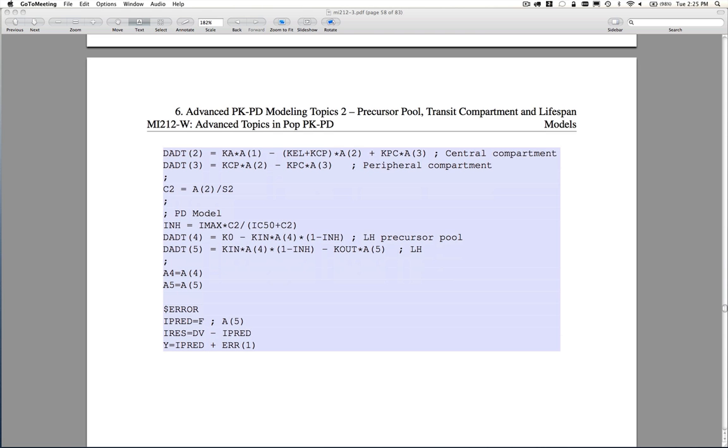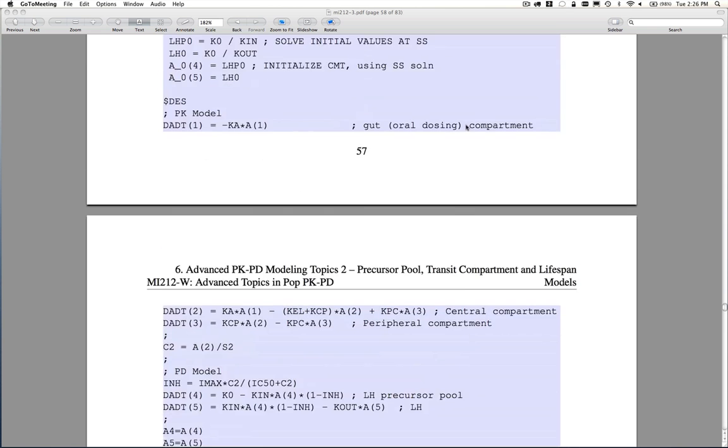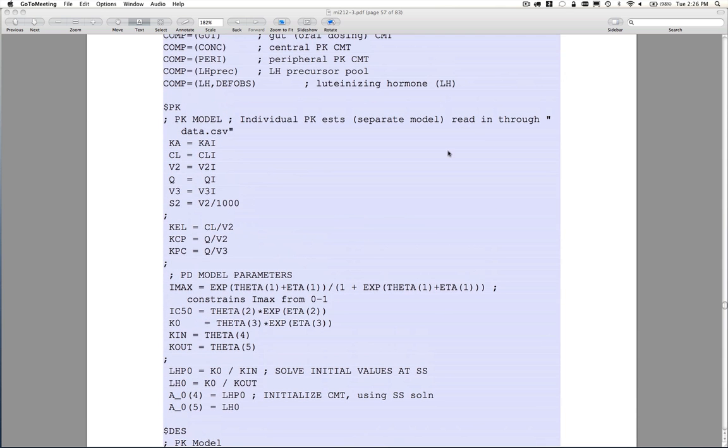So a question here about using the logit transformation for defining IMAX. It's just a mathematically simple way of making sure that value will fall between 0 and 1. It's a fairly easy function to write. You don't need to trap any values if they go beyond that 0 to 1 range, no matter what your theta estimate or theta plus eta estimate is. I should note that this also allows for fairly easy implementation of between subject variability within this notation as well, all the while constraining IMAX to be between 0 and 1.